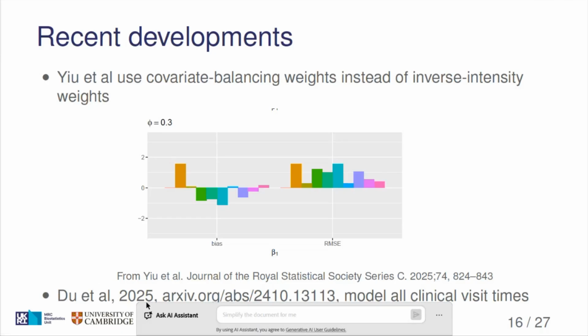Another paper recently by Du et al. proposed modeling not just the visits at which a measurement is taken, but any clinical visits that happen in the electronic health record. Again, this needs exploring more fully. What's the most suitable thing to model in all contexts, whether it's the timings of the particular biomarker you're interested in, the timings at which that was measured, or whether it's all visit occasions that the person has visited the clinic.